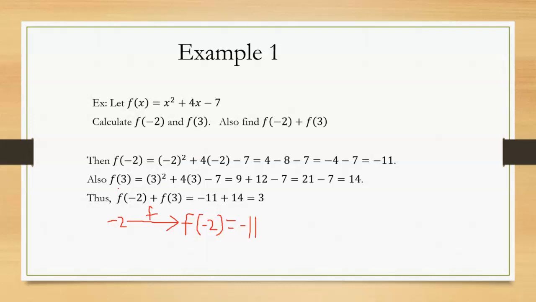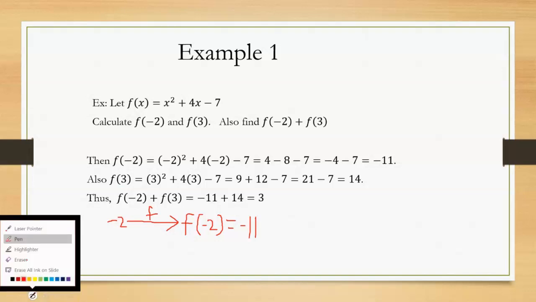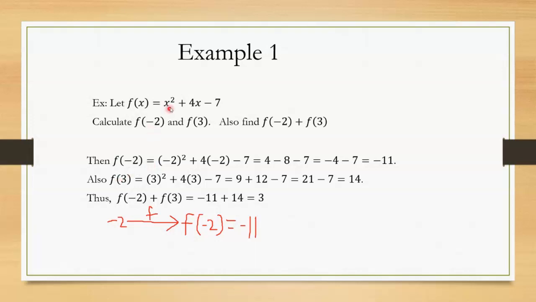F of 3, what is that equal to? Well, again, it's the same idea. I'm just replacing x by 3 now. So we replace x by 3. We get 3 squared plus 4 times 3 minus 7, as you can see. So from here, we get 3 squared is 9. 4 times 3 is 12. 9 plus 12 minus 7. And so from here, we get 21 minus 7, which is 14.